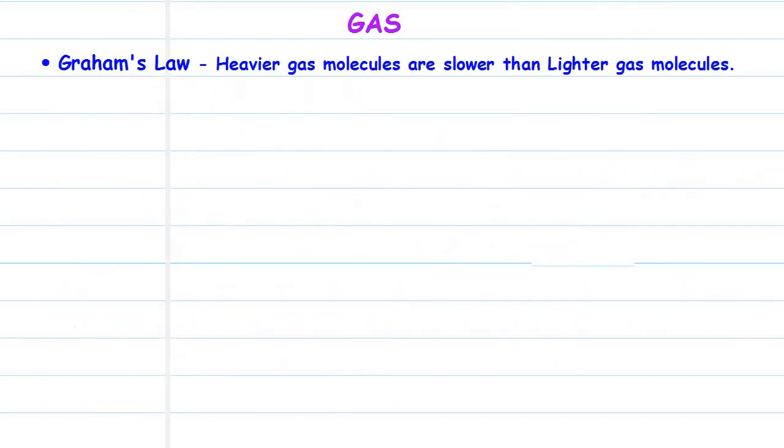In this topic, we will be looking at Graham's law, and the key concept is that heavier gas molecules are slower than lighter gas molecules. This seems pretty straightforward. However, you may see this Graham's law hidden in different circumstances. For example, in effusions or in diffusions. So let's take a look first at effusions.